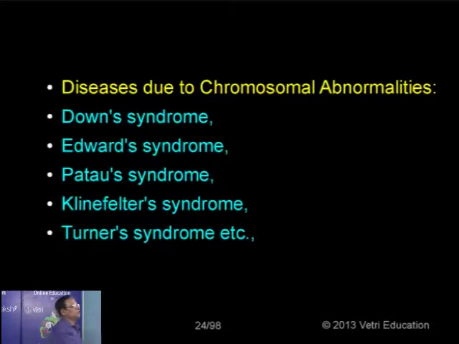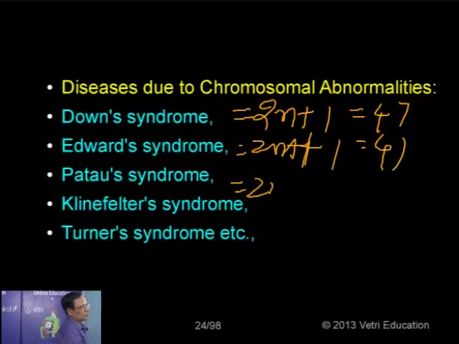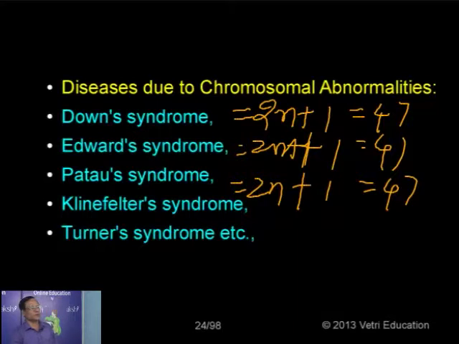Here it is a condition of 2n plus 1, Down syndrome. That means these individuals have 47 chromosomes. The second case also 2n plus 1, then we have 47. The third case also 2n plus 1, we have 47. So in the first three cases we have 47 chromosomes. That means that one extra autosome is added, not the sex chromosome.